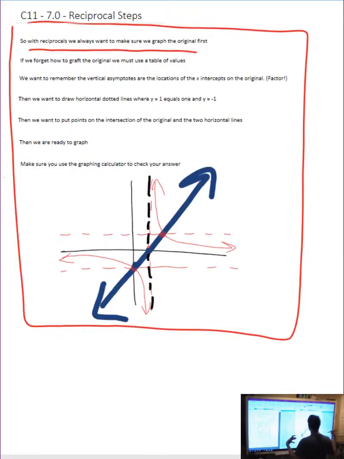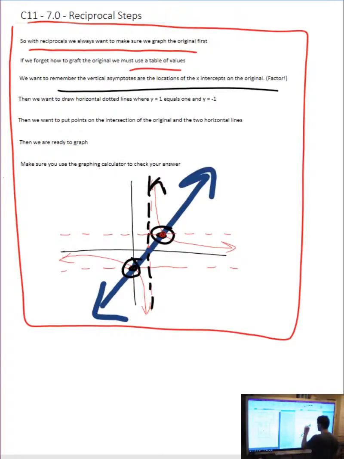So outside of that, definitely use the table of values, but we cannot divide by 0. So where the original was 0 is the location of the vertical asymptote. We're going to see lots of vertical asymptotes, and we'll see a few of these invariant points, points that don't change, points that are on both graphs.